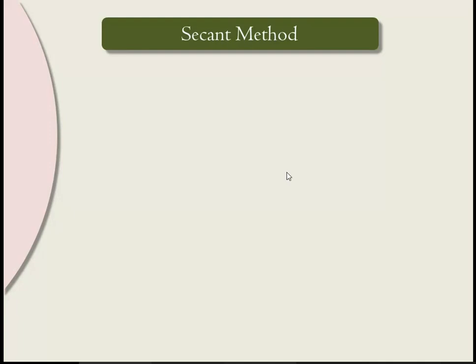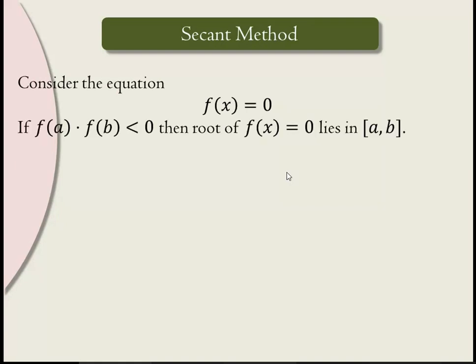Again, for the secant method, we have to find two endpoints. We have to find two points A and B, in which the function takes opposite values. And then by using one standard formula, we can find the next approximation. So firstly, we have to find A and B such that f of A into f of B is negative. Then the root will lie within A and B.